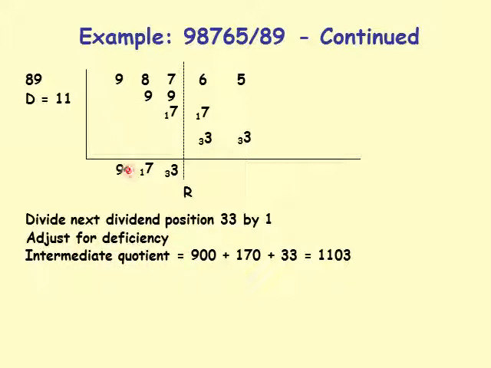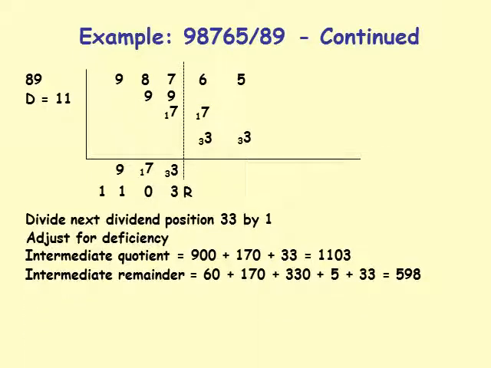Let's continue here. So we got the remainder here. The intermediate quotient is 900 plus 170 plus 33, which is 1103. So far, when I resolve the carries on the quotient side, I got 1103. Now I have to compute what's on the remainder side. This is 60, this is 170, this is 330, this is 5, this is 33. 170 plus 330 is 500. 500 plus 60 is 560. 560 plus 33 is 593. Plus 5 is 598. So on the remainder side, I have 598.